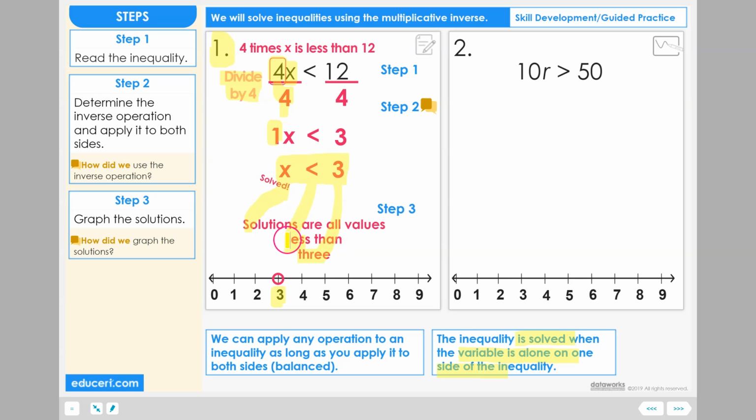We are now going to point our direction arrow to all values less than 3, and this now represents all of our solutions to the inequality. This arrow represents all solution values that are less than 3. How did we graph the solutions?